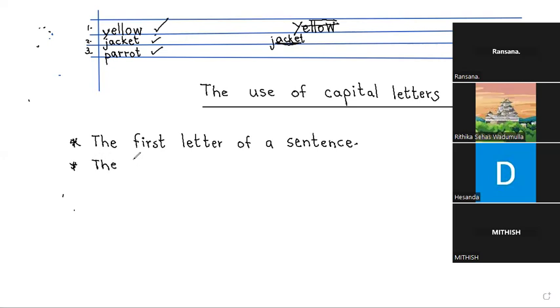The first letter of a name must be a capital. Whoever you write about, wherever you write, the first letter should be a capital letter. First name, middle name, surname, last name. When you write all the names, the first letter should be a capital letter.